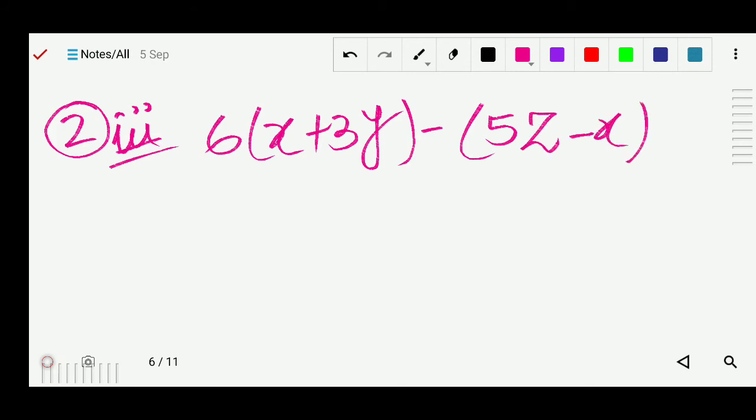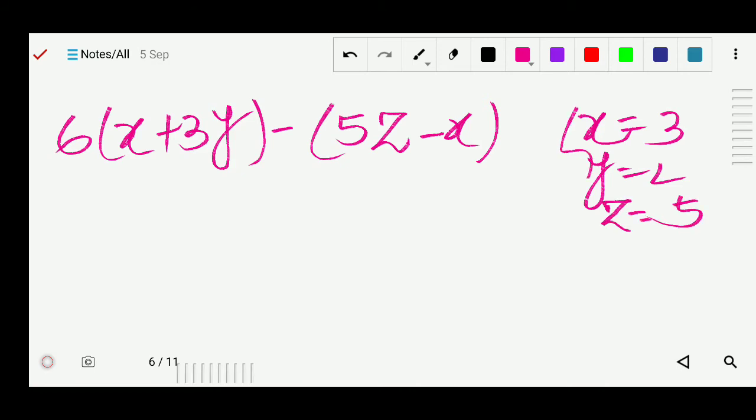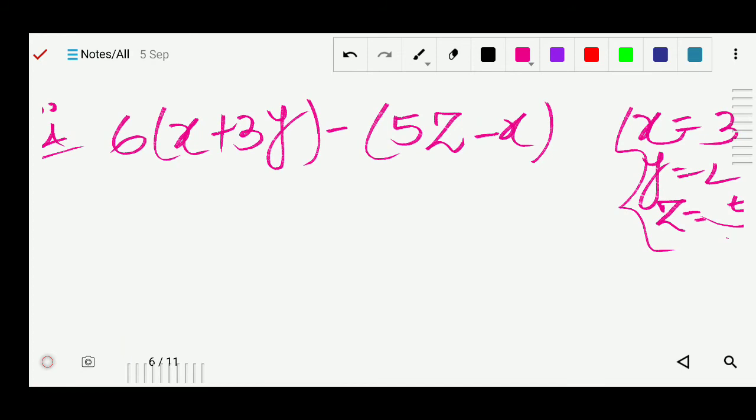Okay, already the value of x is given. The value of x is already given, 3. Value of y is also given, 2. Value of z is given, 5. These all are already given. Okay, so we have to put the value only. So first we start from here.